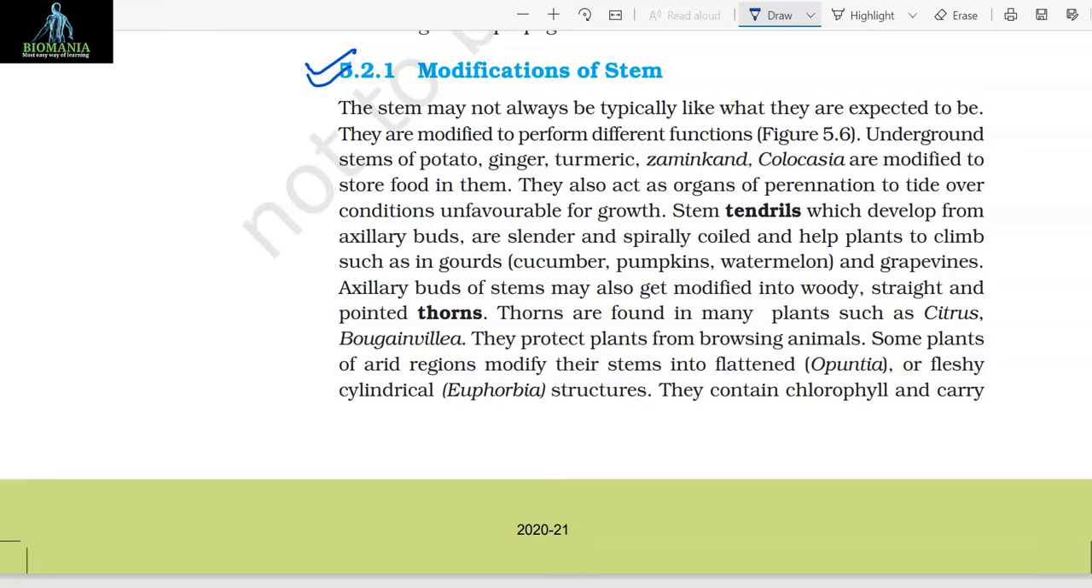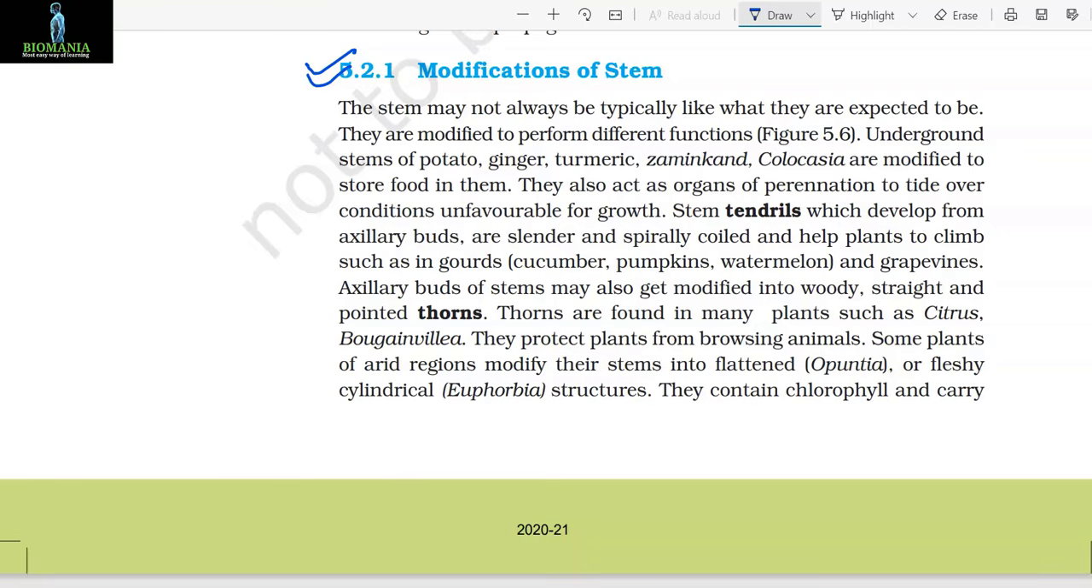5.2.1 Modifications of a stem. The stem may not always be typically like what it is expected to be. They are modified to perform different functions. Underground stems of potato, ginger, turmeric, zamikand, colocasia are modified to store food in them. They also act as organs of perennation to tide over conditions unfavorable for growth.